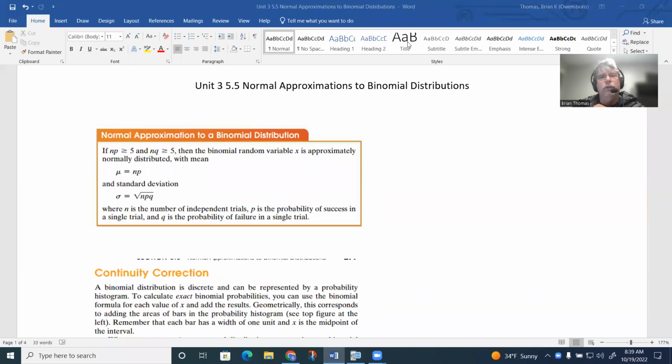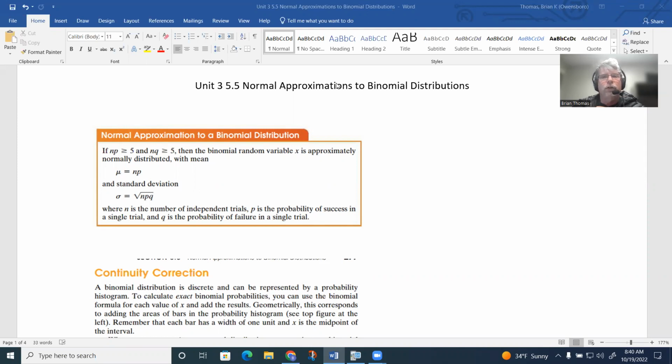So today, in this lesson, we're going to finish up chapter 5. This is section 5.5. In this section, we're going to be doing normal approximations for binomial distributions. So what we've learned is the bell-shaped curve, especially using the calculator, we can get those probabilities rather easily.